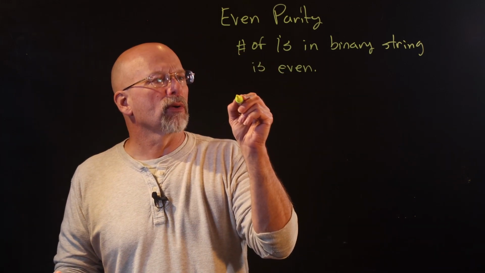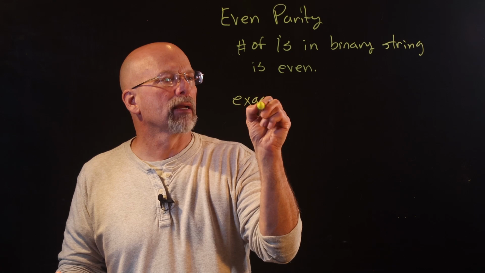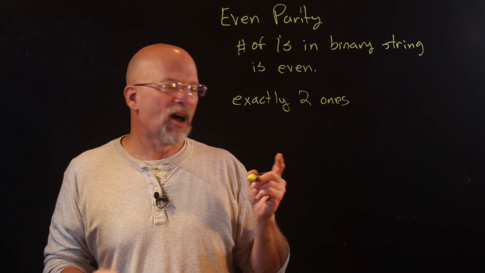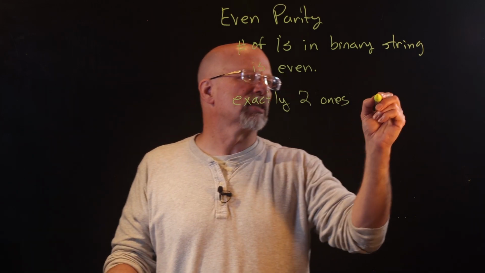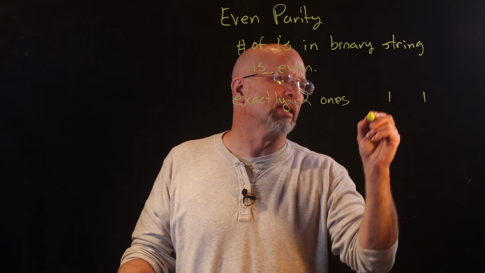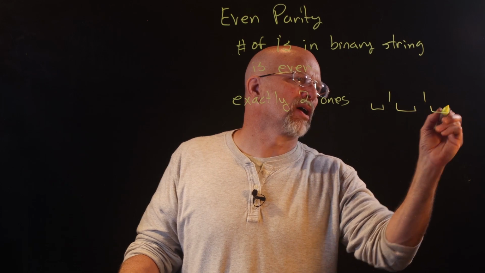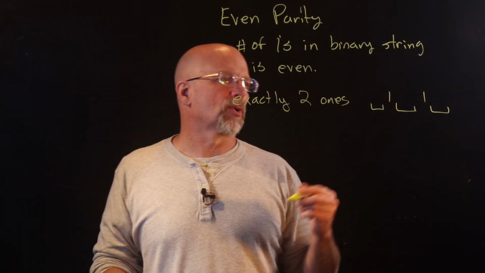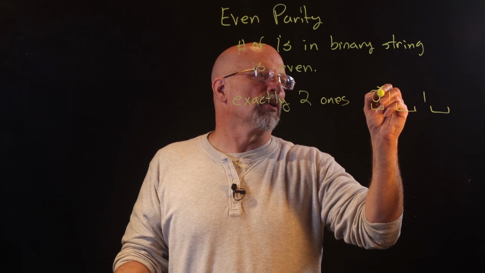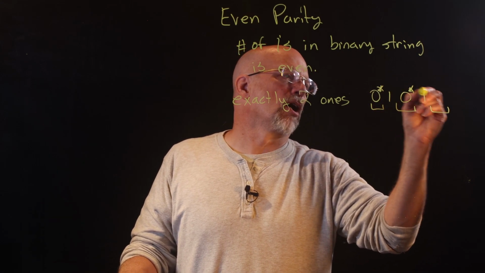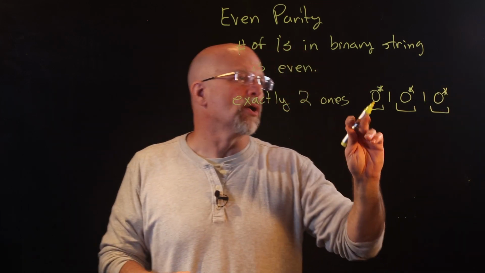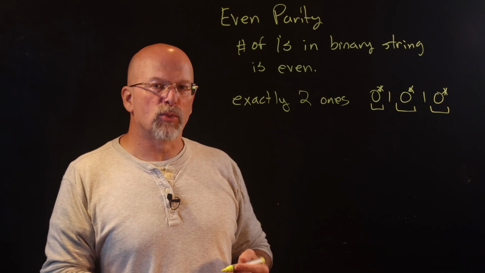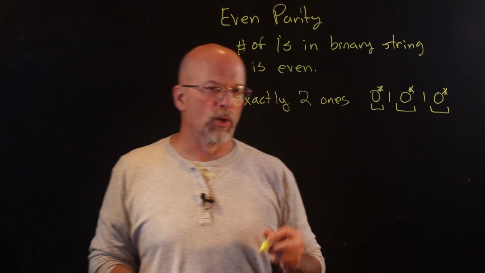Well, let's start with exactly 2 ones. Now, how would we define this? Well, it's going to have exactly 2 ones. And then before the first one and after the last one and in between, we're going to have some number of zeros, right? Well, some number of zeros is just simply 0 star. So we have 0 star 1, 0 star 1, 0 star. This will give us the regular expression for exactly 2 ones.